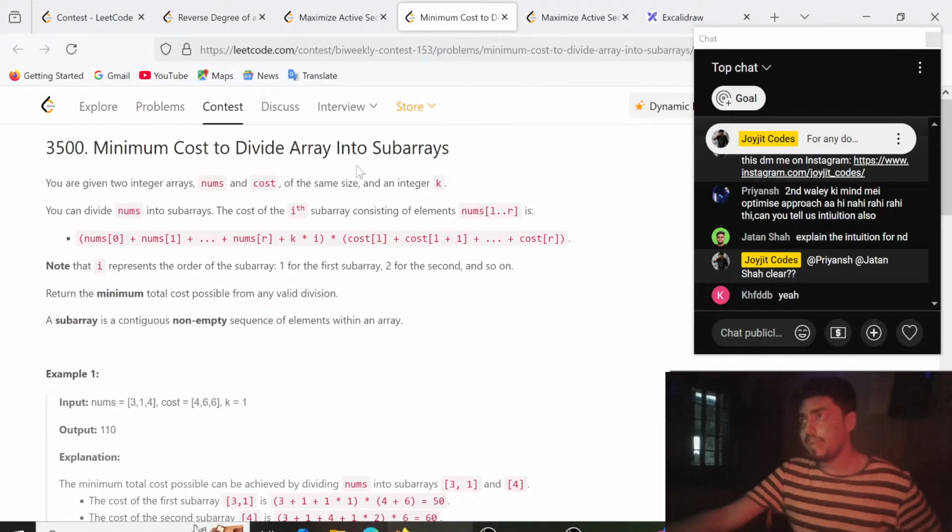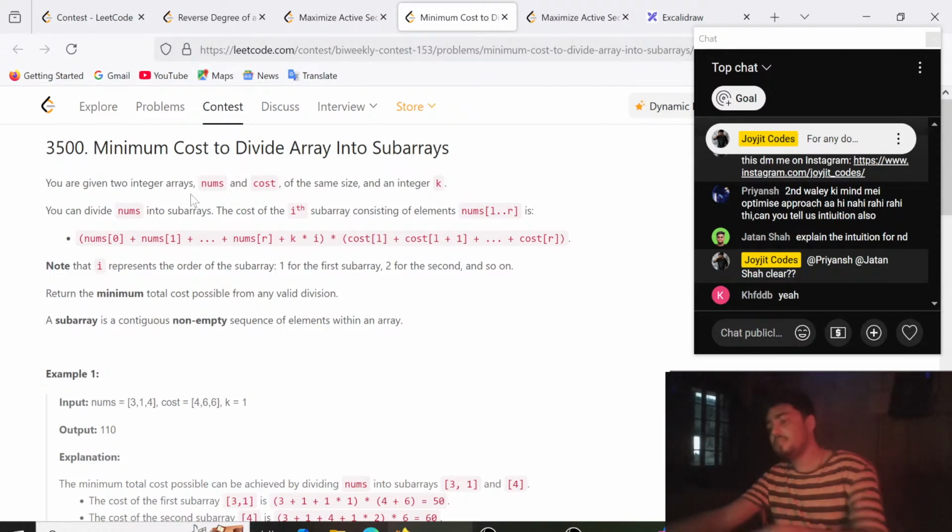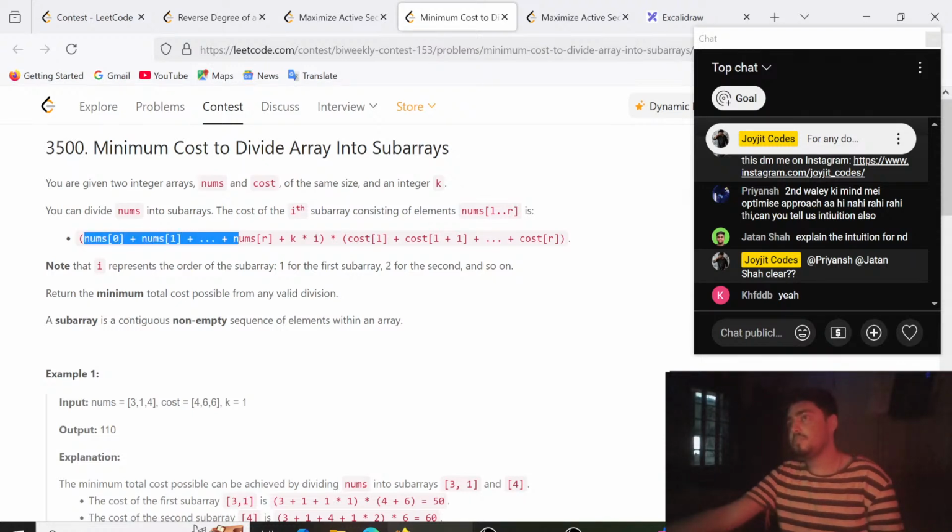Okay, so first let's understand what the problem is. Minimum cost to divide array into sub-arrays. You're given two integer arrays, nums and cost, and both of them are of the same size. You have to understand it. You're also given an integer k. You can divide the nums into some sub-arrays, and the cost of each sub-array will be nums[0] plus nums[1] plus ... till nums[r], times k times i, plus cost[l+1] ... cost[r].